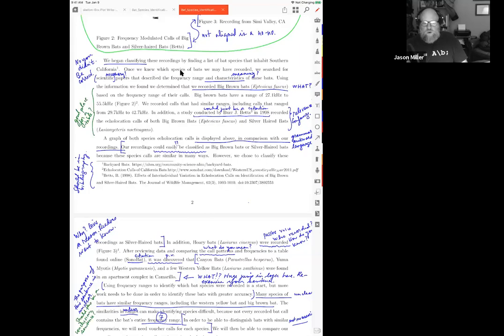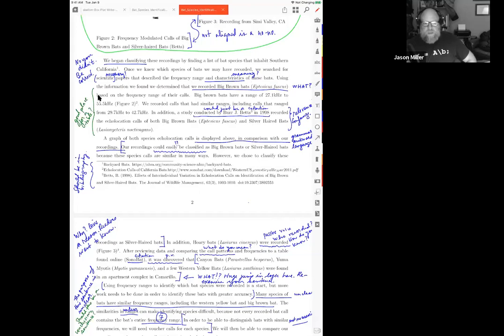Once we knew which species of bats we have recorded, we searched for scientific papers that describe the frequency range and characteristics of these bats. Well, later you talk about the Sonobat thing, right? So here might be an opportunity for a little bit of moving things around. Here you say using this information. Well, what information? Maybe here would be an opportunity to put in some citations to papers that had that stuff you're talking about, the frequency range and characteristics of these bats.